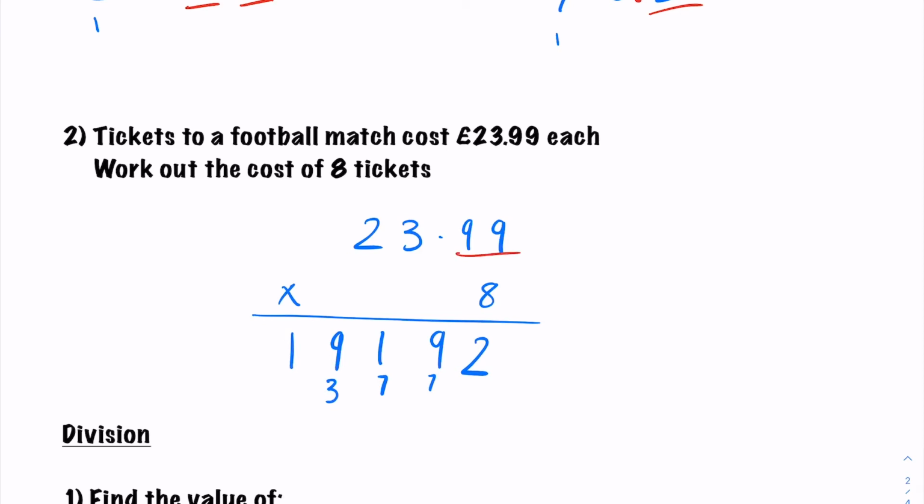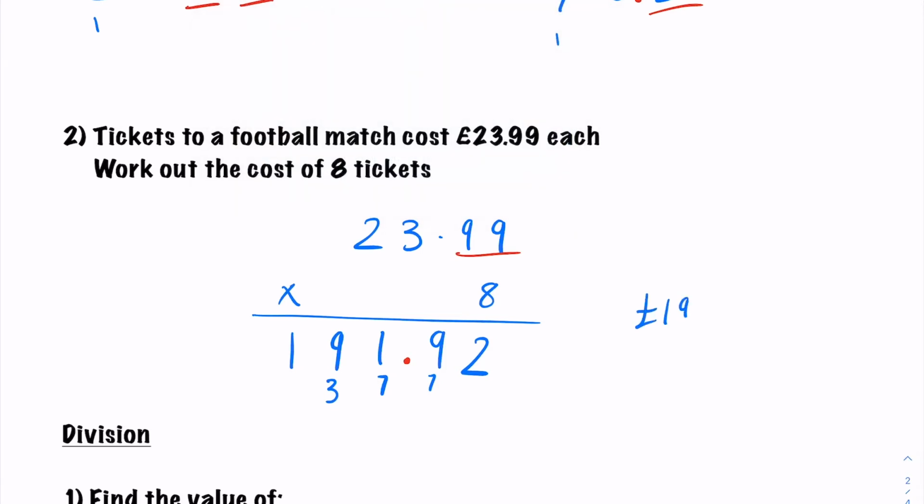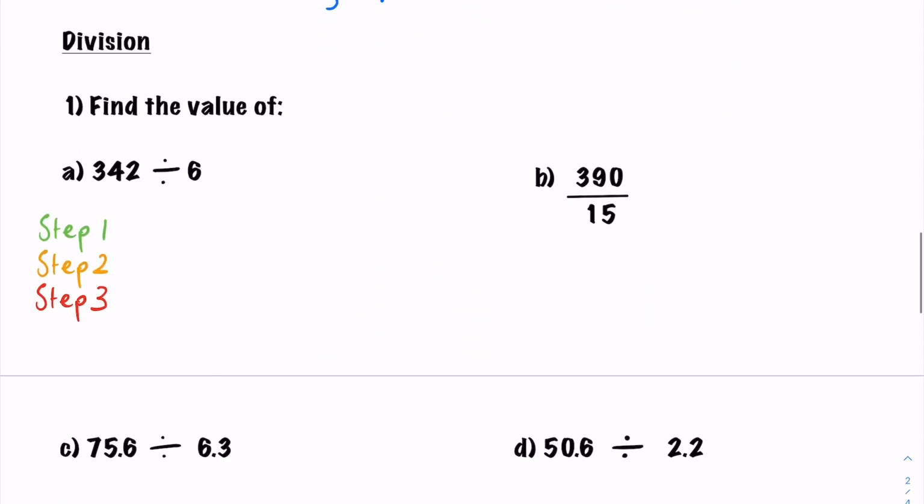The number of digits after the decimal place at the start is 2. That's going to be the same here. So the decimal must be there. And we get £191.92. So the final answer would be £191.92.